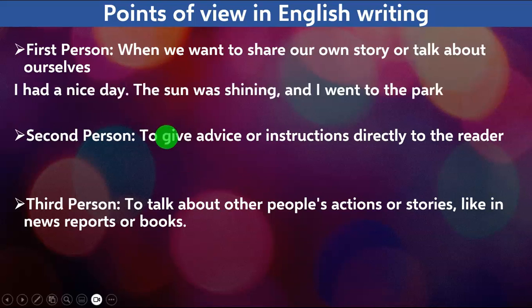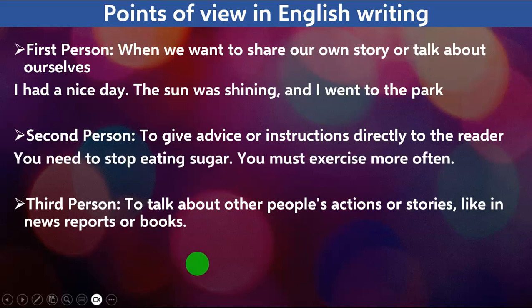The first person. I had a nice day. The sun was shining and I went to the park. So in this, the person is talking about himself or herself, right? He's not talking about anybody. I had a nice day. The sun was shining and I went to the park. The person is talking about himself or herself. That is when you use the first person.